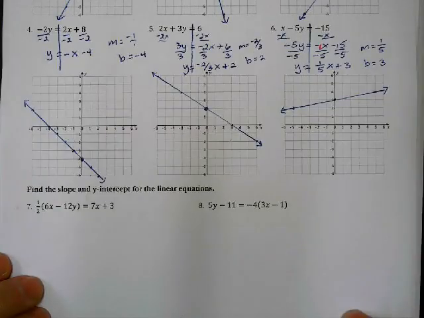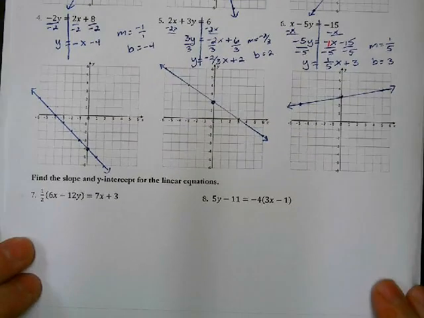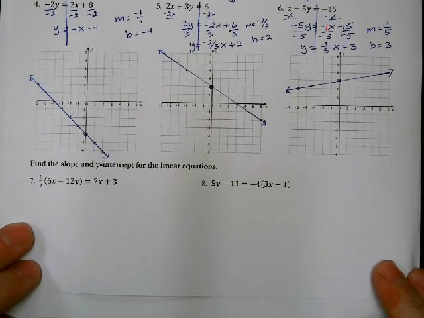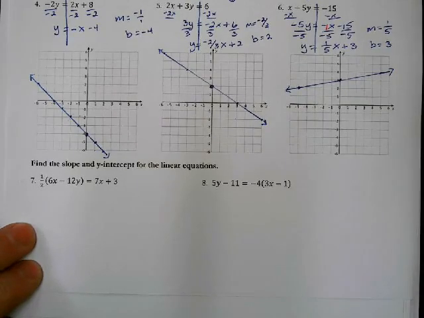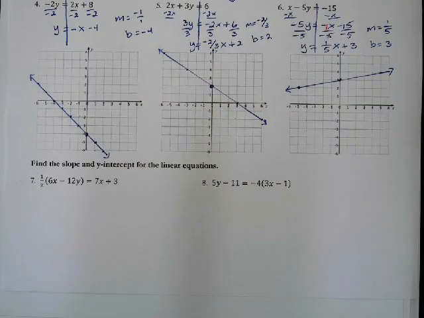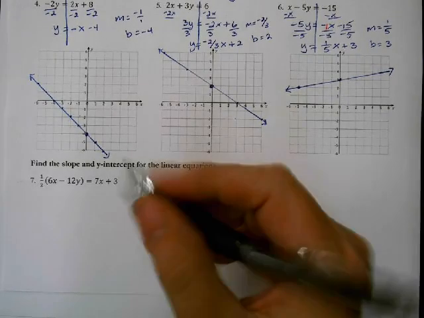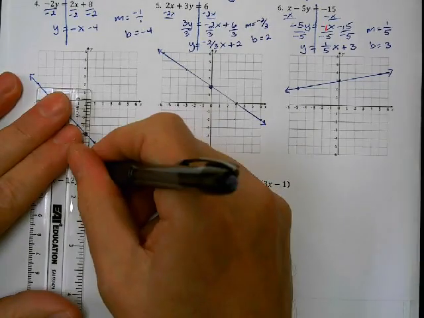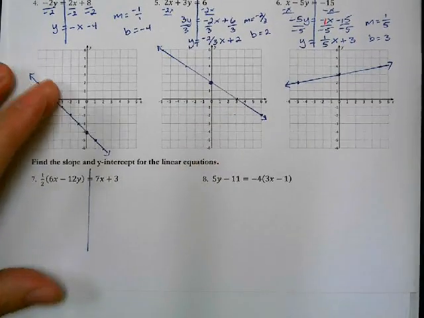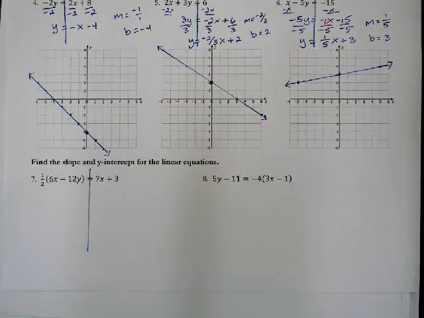Last two. All right, let's find the slope and the y-intercept for the linear equations. So they're asking us to find the slope and the y-intercept. It's kind of looking crazy like this. I should probably put it into slope-intercept form and maybe it'll be a little bit easier to find. So let's put it into slope-intercept form by just solving the equations like we did back in Unit 1.